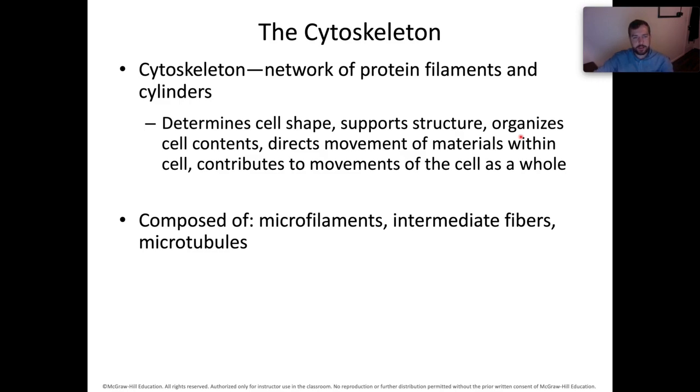So the cytoskeleton is what holds the cell together. It's a network of protein filaments and cylinders. It determines the shape of the cell, supports its structure, organizes its contents. Imagine it as the musculoskeletal system. Like that is to your body, helps you move, helps you stand straight. That's what the cytoskeleton is. And it's composed of a couple different filaments I want you to know about: microfilaments, intermediate fibers, and microtubules.